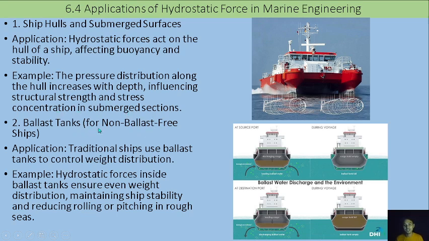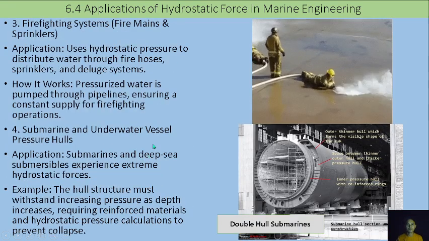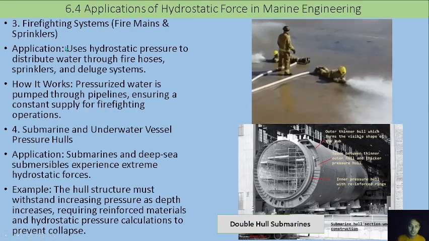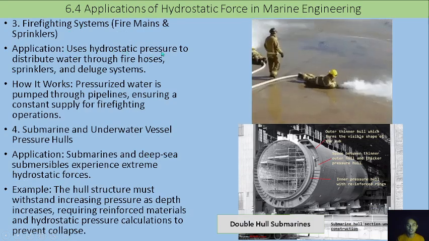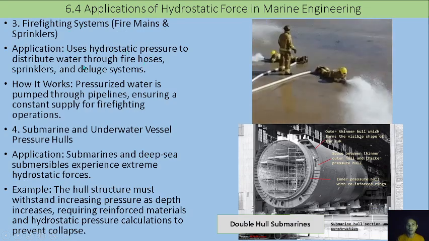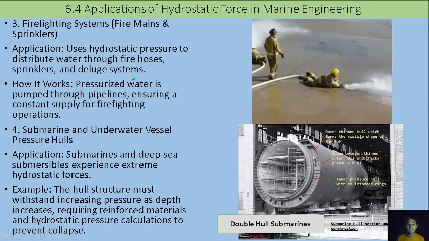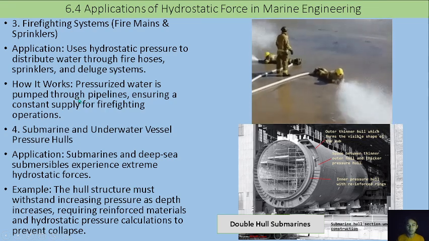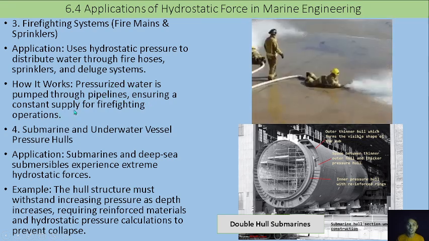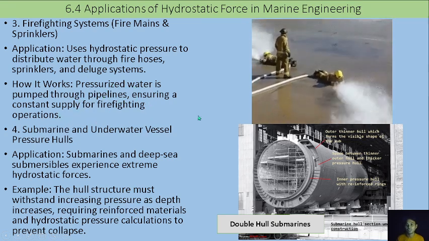Next, ballast tanks. Traditional ships use ballast tanks to control weight distribution. Hydrostatic forces inside ballast tanks ensure even weight distribution, maintaining ship stability and reducing rolling or pitching in rough seas. For firefighting systems, hydrostatic pressure is used to distribute water through fire hoses, sprinklers, and deluge systems. Pressurized water is pumped through pipelines, ensuring a constant supply for firefighting operations.